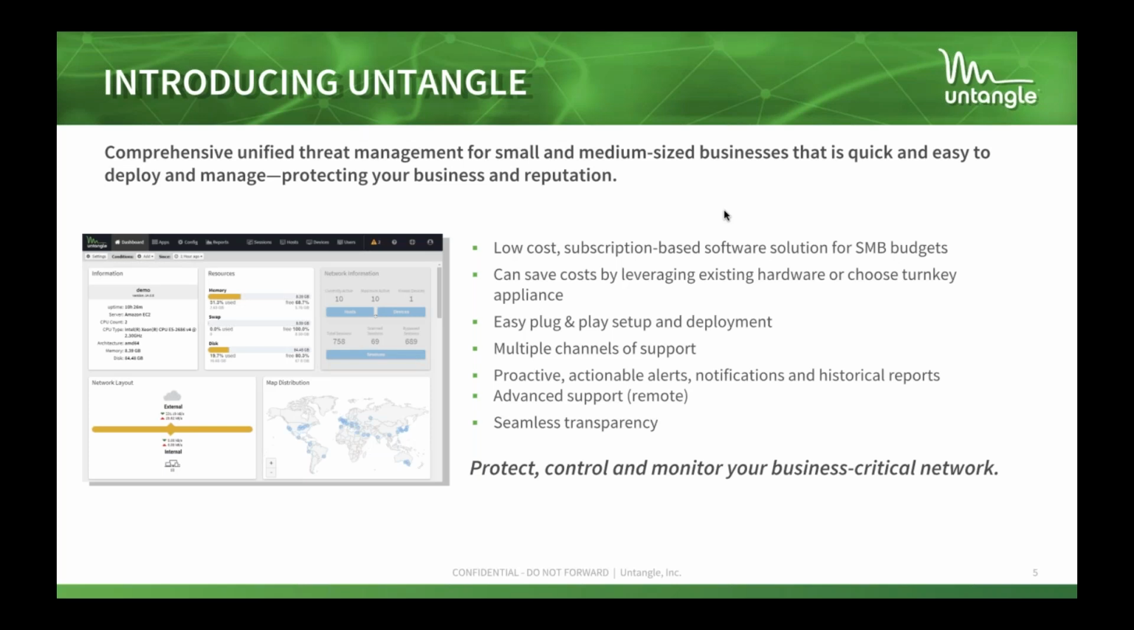We do have multiple channels of support, whether it's our wiki, our user forums, or our support team out here in Colorado. We do provide proactive, actionable alerts, notifications, and reports. Untangle reporting can keep up to a year of information locally. Keep that in mind. We do have advanced support. Like I said, there's remote support available from our team out here in Colorado. Our award-winning support team. They keep winning awards for us, so I like to throw that in. And we offer some seamless transparency. This is going to let you protect, control, and monitor your business-critical network, prioritize the important things, throttle the unimportant things, and always block the terrible things.